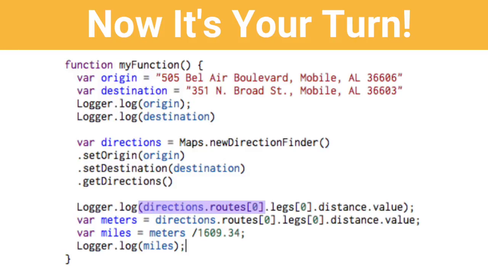Specify which directions to use from the Google Maps API. Specify the number of legs in your directions. Fetch the distance property. Then, define a meters variable. Finally, define a miles variable with a mathematical operation that converts meters to miles.